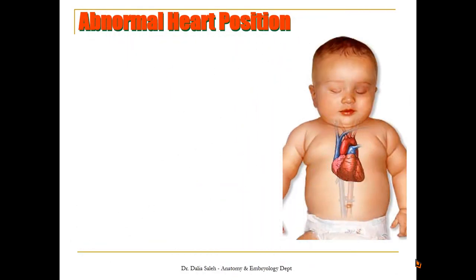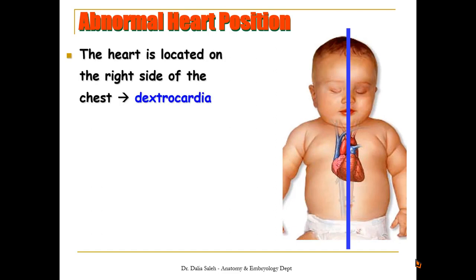Abnormality in formation of the heart loop will lead to abnormality in heart position. This is the normal anatomical position of the heart. This is the midline, and the heart is slightly shifted to the left of the midline. If there is abnormality or reversal of the formation of the heart loop, the heart will be located on the right side of the chest. We call this anomaly dextrocardia.